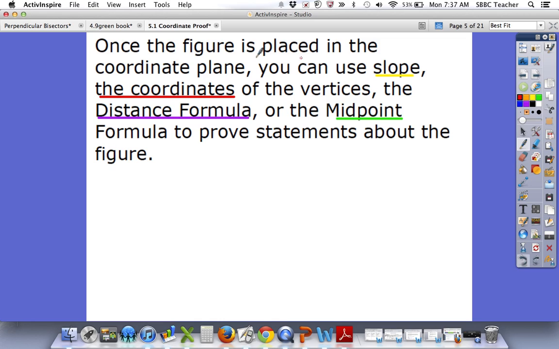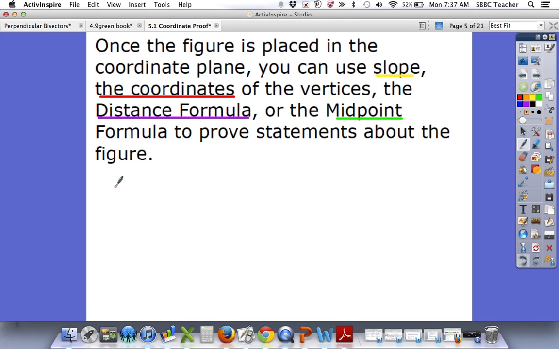Once the figure is placed in the coordinate plane, you can use slope, the coordinates of the vertices, the distance formula, or the midpoint formula to prove statements about the figure. When you're using the coordinate proof, you're going to use the slope formula a lot, analyze the coordinates, and use the distance or midpoint formula. You've got to be ready to use any of these. Please remember, you're going to have to memorize the midpoint formula, the distance formula, and the slope formula for the EOC, because there's no reference sheet provided this year.